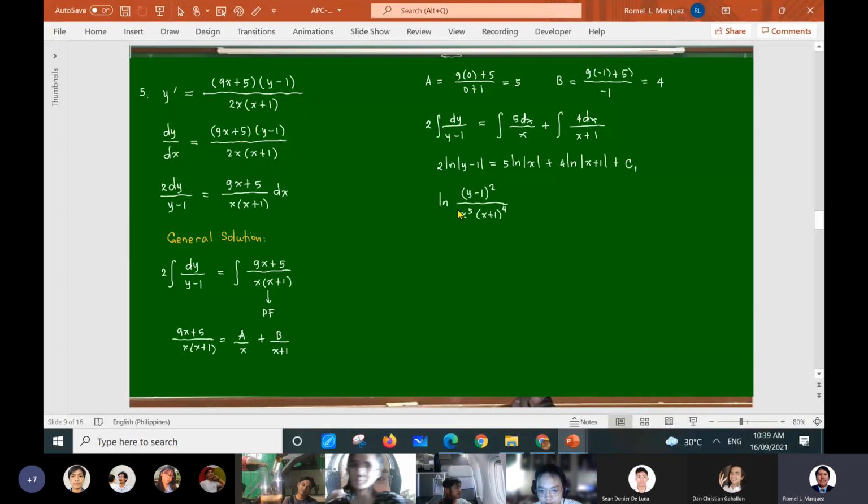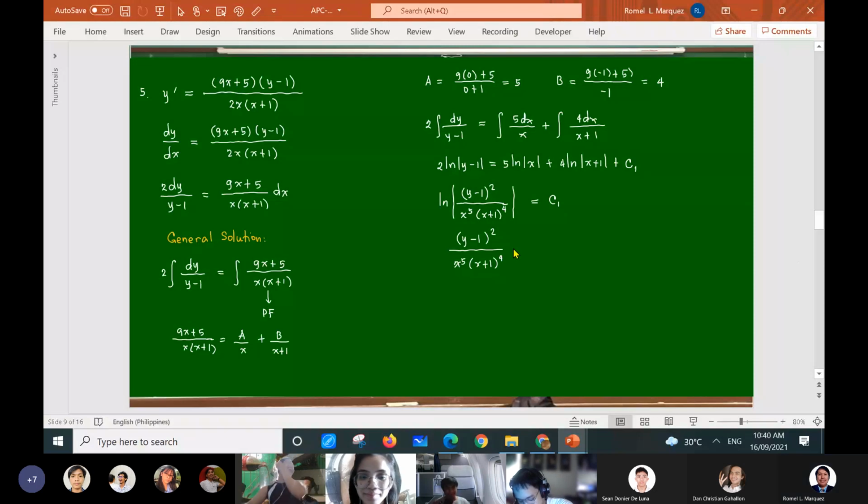And then, absolute value. Actually, ang may absolute value lang dito yung x to the fifth, kasi puro even naman to. Pero kung gusto niyo, pwede namang the whole thing. Equals C sub 1. Or make both sides exponent of e. So we have y minus 1 quantity squared all over x to the fifth, x plus 1 raised to 4, meaning change to exponential form, and this is equal to e to the C1.